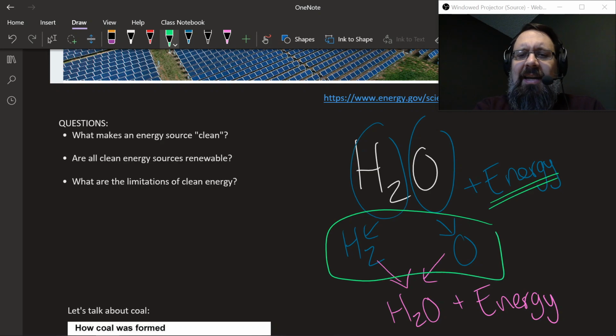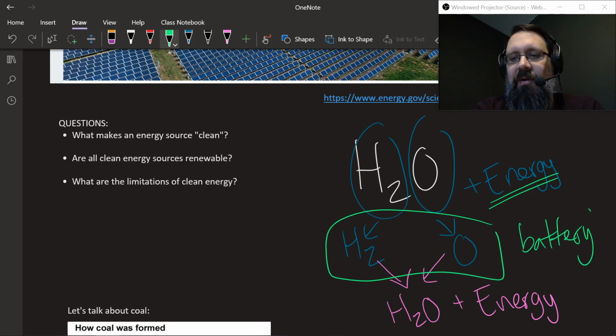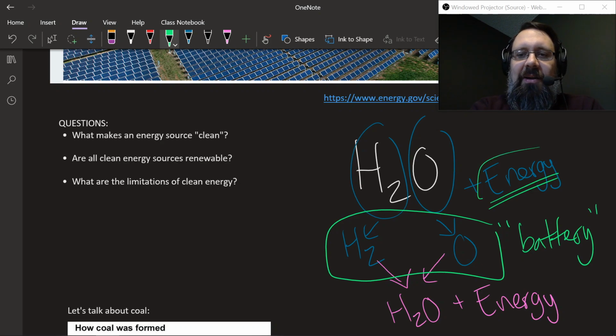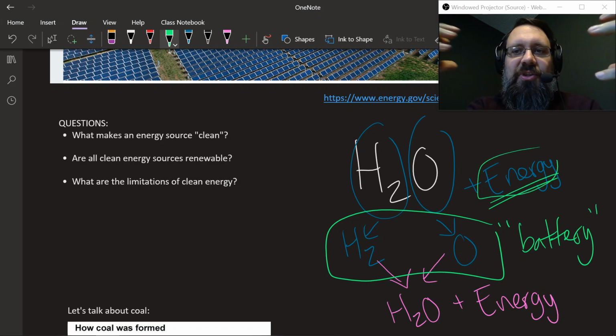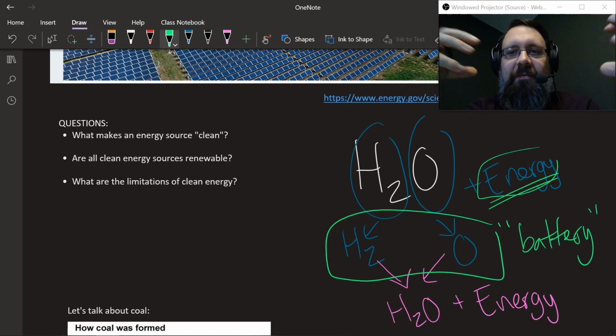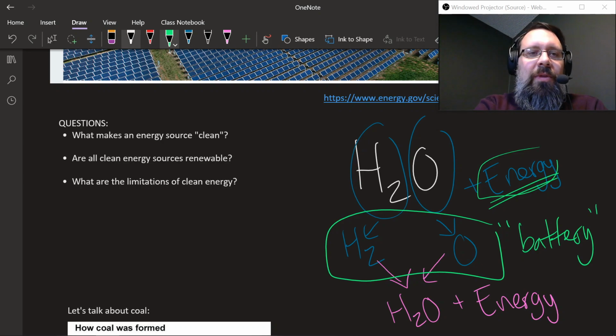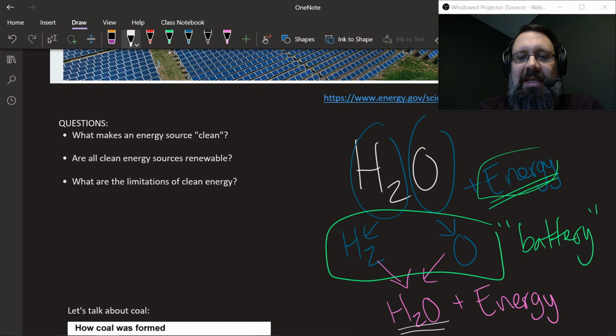But this is almost like a battery. I think of it like a battery, and I'll put that in quotes, but it's almost like you're storing the energy that you used up here to split the water apart. You're storing it in this hydrogen-oxygen form, and then you can bring it back together again and get all that energy out. And the only thing that's coming out is clean water.